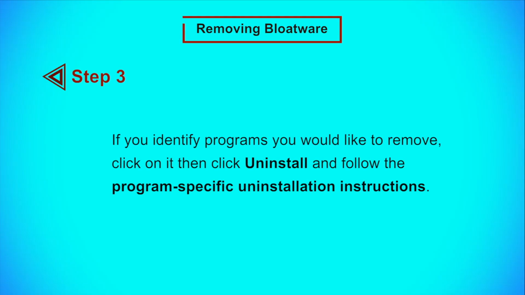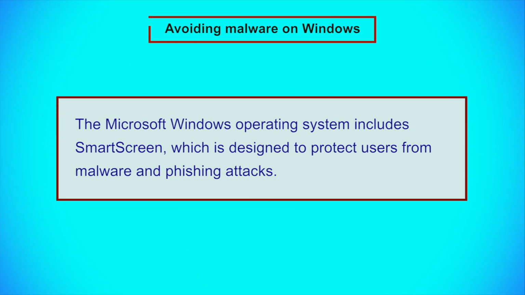Step 3. If you identify programs you would like to remove, click on it, then click Uninstall and follow the program-specific uninstall instructions. Now we'll see how to avoid malware on Windows. The Microsoft Windows operating system includes SmartScreen, which is designed to protect users from malware and phishing attacks by scanning URLs accessed by the user against a blacklist of websites containing known threats.